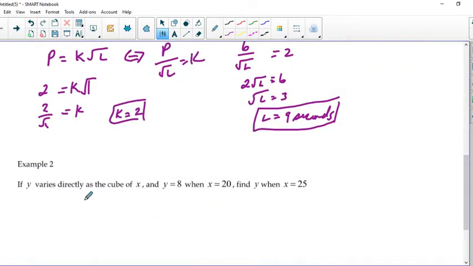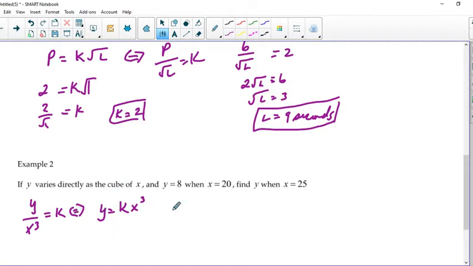If y varies directly as the cube of x, and y is equal to 8 when x is 20, find y when x is 25. Y varies directly as the cube of x. So remember, there's a couple ways I can write this. I can do y divided by the cube of x equals k, or I could say y equals k times x cubed. These things go back and forth. It does not matter which one you use. Whichever one's more comfortable, maybe easier.